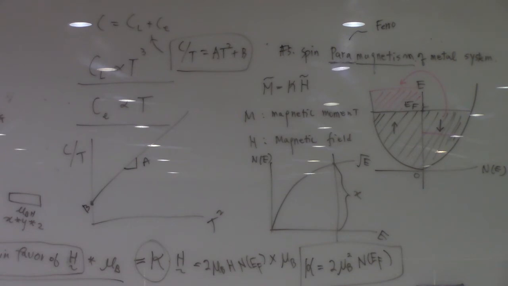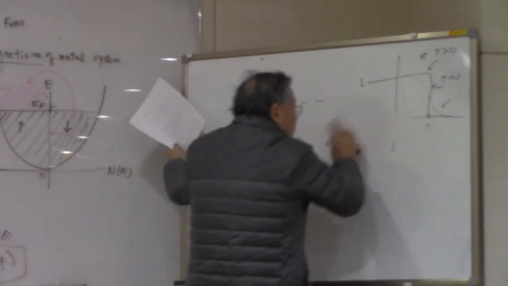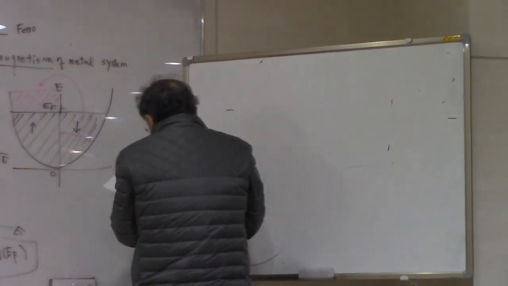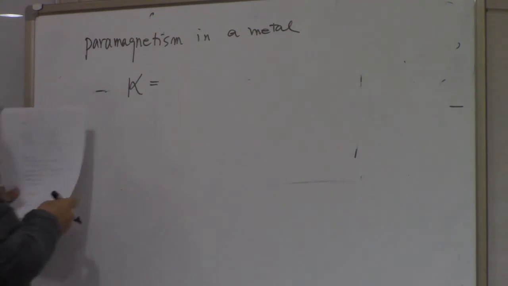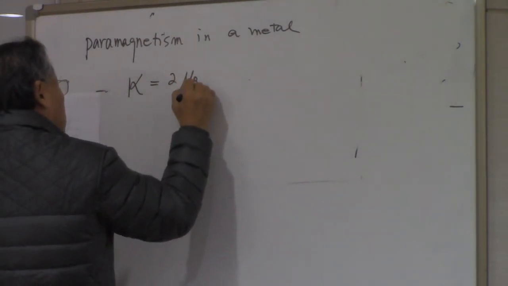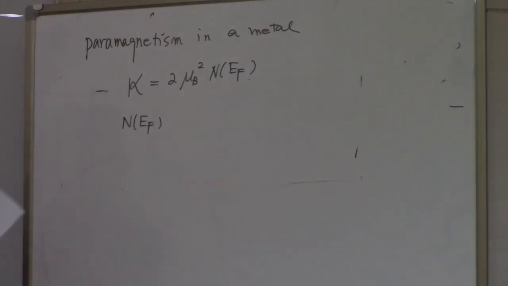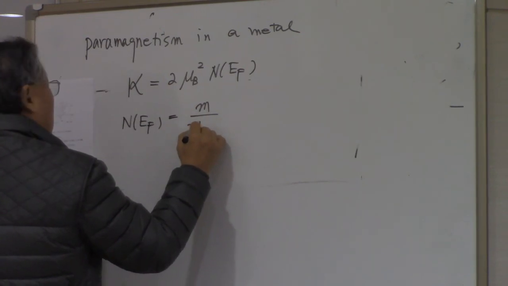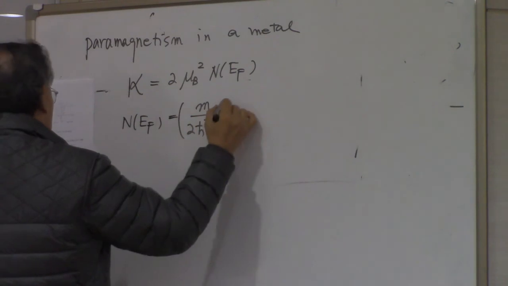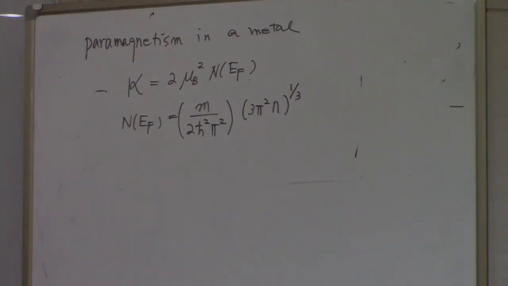Now, here's the important thing in this analysis. The important thing is that for the paramagnetism in a metal system, the magnetic susceptibility is going to be 2 mu B square and n at E F. And the available energy density at the Fermi energy is m over 2 h bar square pi square times 3 pi square n to the 1/3, from the free electron models. Okay?